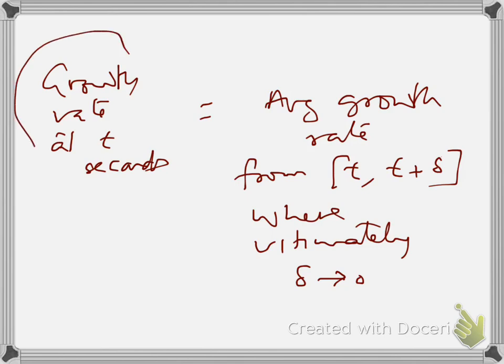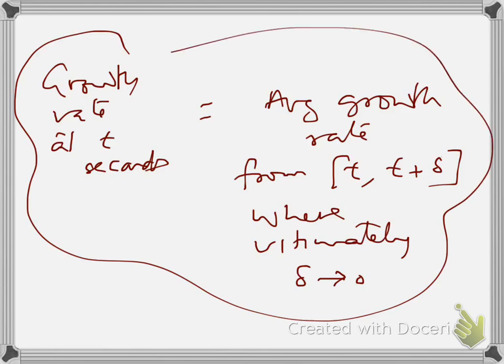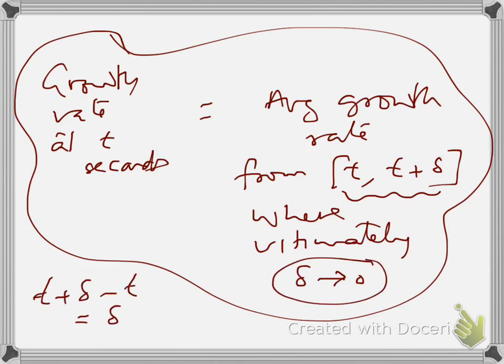So growth rate is nothing but average growth rate when the time difference is going to 0. What is the time difference here? Final time minus initial time, that is delta, and that is going to 0. When that goes to 0, average growth rate becomes growth rate. This is the concept which I am using. So first let us see this in the case of the baby example.